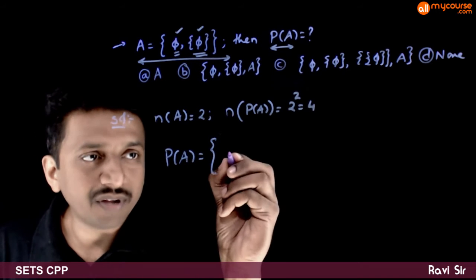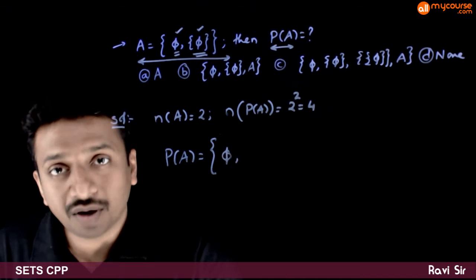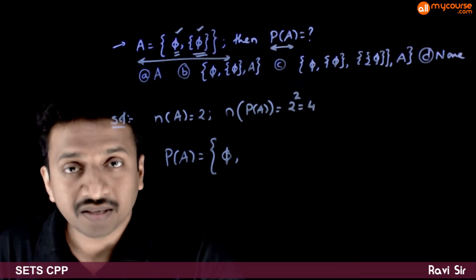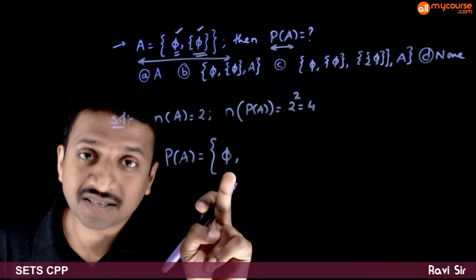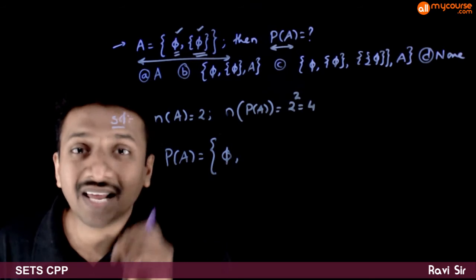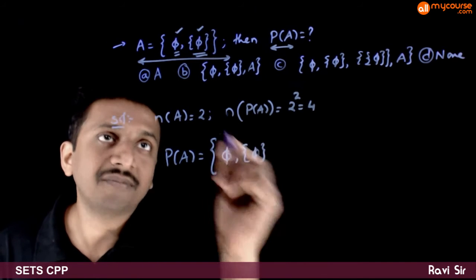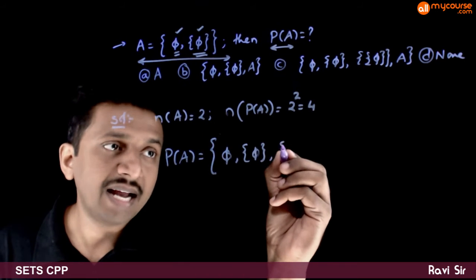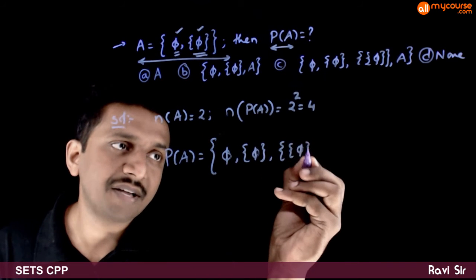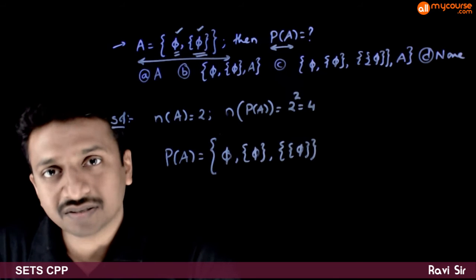The null set is a subset of every set. Phi is a subset of every set. And next, the subsets containing a single element. So there are 2 elements in this. So the set containing phi, and the set containing set phi. So these are single element subsets.